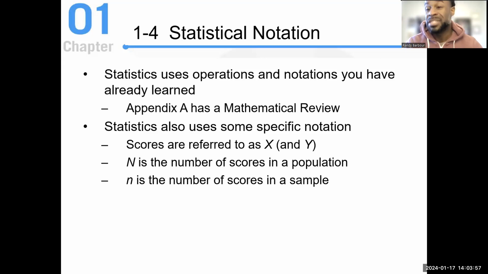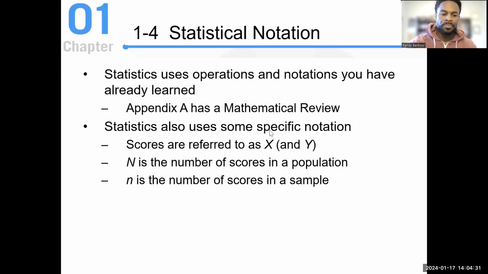We'll talk through the summation symbol. We'll talk about X and Y and all these other things that are universal to statistics and how we utilize statistics. Again, statistics uses operations and notations you have already learned. So you know what the summation symbol looks like. Many of you, if you've taken algebra, know what X and Y look like. And some of these things that you'll see below on the second bullet say these specific notations are used most often and are more common in statistics.